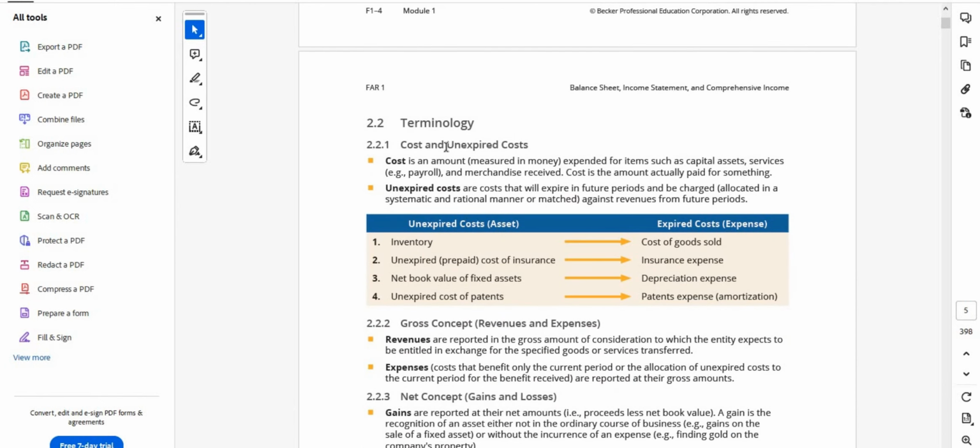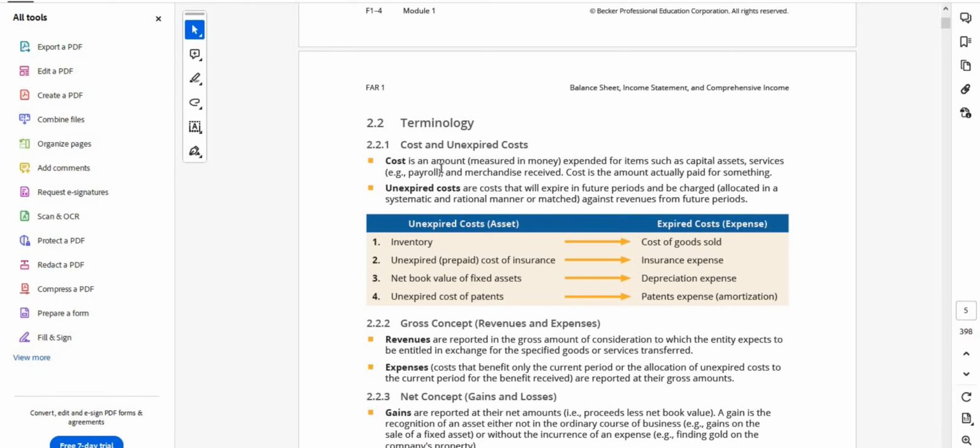The terminology: cost and unexpired cost. What is cost? Cost is an amount measured in money expended for items such as capital assets and services, for example payroll and merchandise received. Cost is the amount actually paid for something. Cost also includes freight inward, means the transportation cost, or all the costs which are incurred for bringing the machine to the current location. So cost is a vast term.